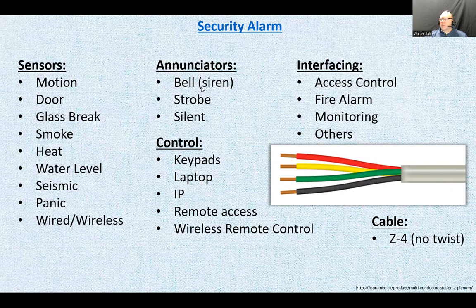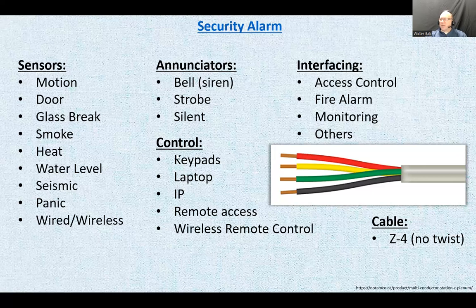Annunciators for the alarms: bell, siren, strobe light, and there could be silent alarms. So the alarm could be hidden. Somebody walks in, well, there's no alarm. Well, there is one. It's just silent. All of a sudden, there's a bunch of things happening, right?